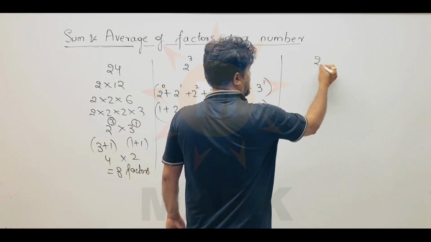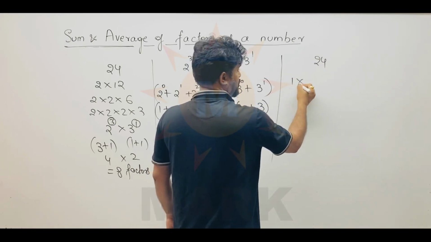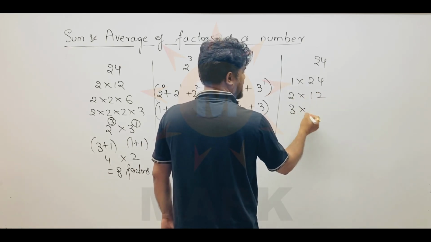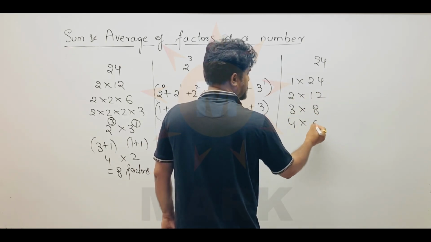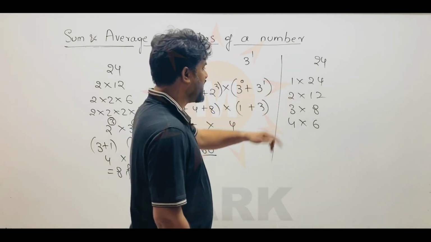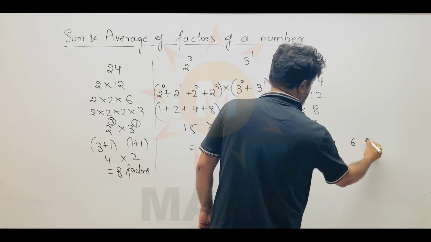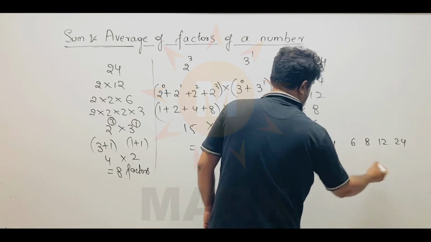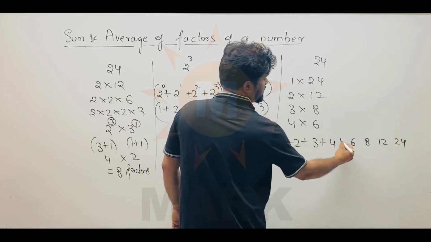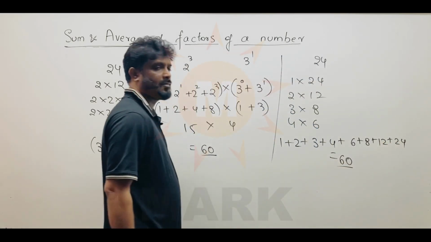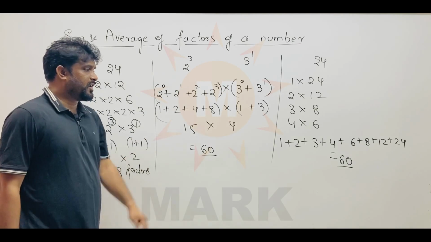Okay, now what are the factors of 24? Let us check. 1 into 24 is equal to 24, 2 into 12 is equal to 24, 3 into 8 is equal to 24 and 4 into 6 is equal to 24, right? So these are the 8 factors we got: 1, 2, 3, 4, 6, 8, 12 and 24. If you sum up all these numbers, you will get 60. So clearly we have verified the sum.